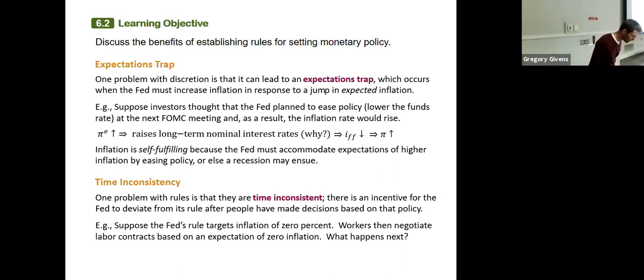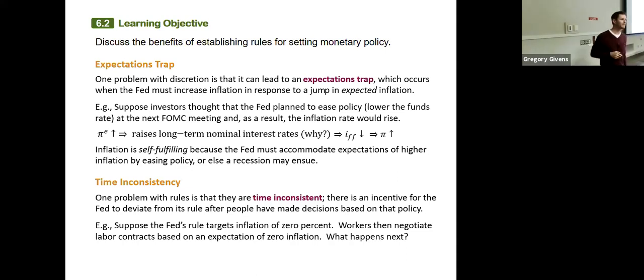Now, once that policy decision is made, the private sector is going to come around and make decisions based on that expectation, okay? Here's an example of one. Let's suppose that workers now negotiate with their employers labor contracts that are based on an expectation of zero inflation. Labor contracts last for multiple periods, right? So when we're negotiating on these contracts, we need to think about where prices are going to go in the future. Because what we care about is our real wage, not our nominal wage, right?